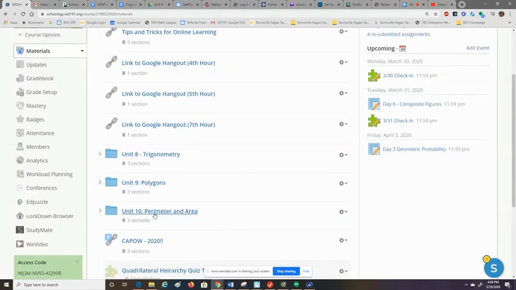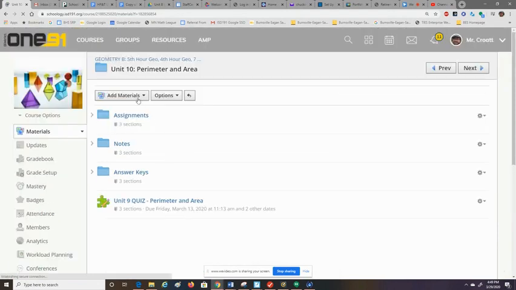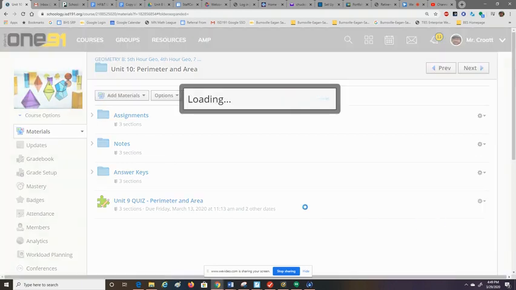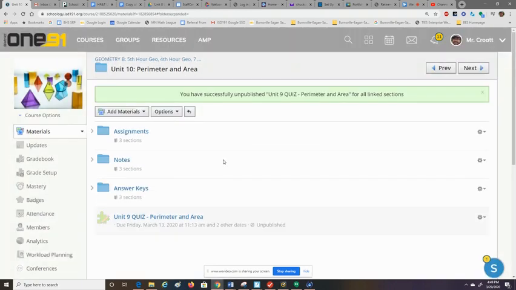As for my organization, you can see that I've got a couple tests in the works down here that you don't have access to yet. In the perimeter and area folder, we've got the typical assignments, notes, and answer keys. I will be putting my videos in this notes folder. You can see we've got the perimeter and area quiz that I don't want you guys to have access to just yet, so I'm actually going to turn that off.